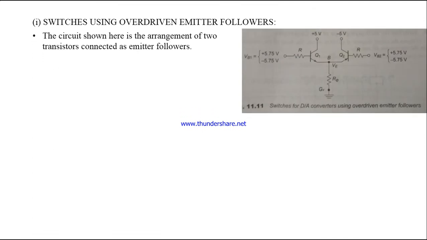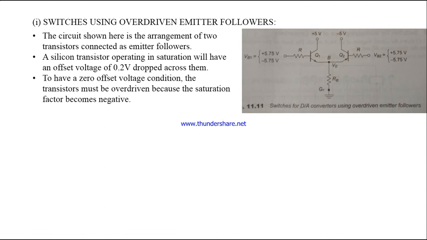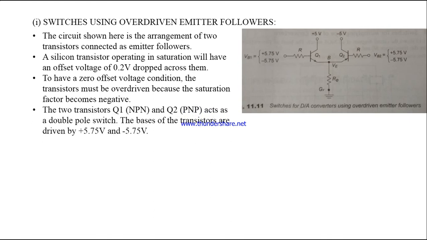This is the circuit that shows the arrangement of two transistors connected as emitter followers, and here a silicon transistor operated in saturation will have an offset voltage of 0.2 volt dropped across them, and to have a zero offset voltage condition, the transistor must be driven because the saturation factor becomes negative.